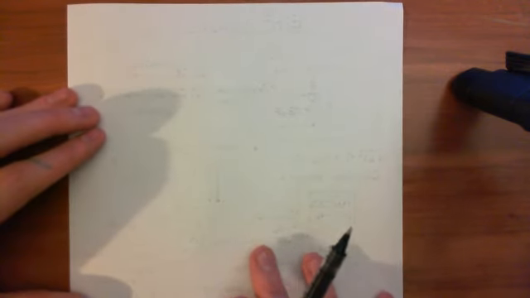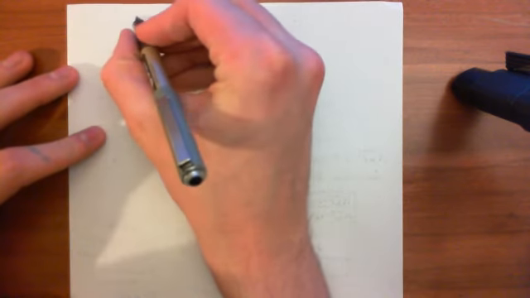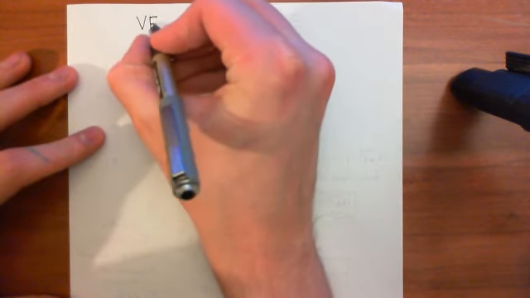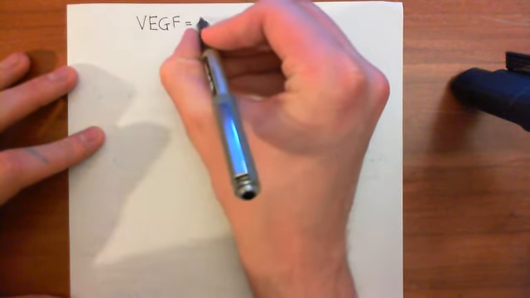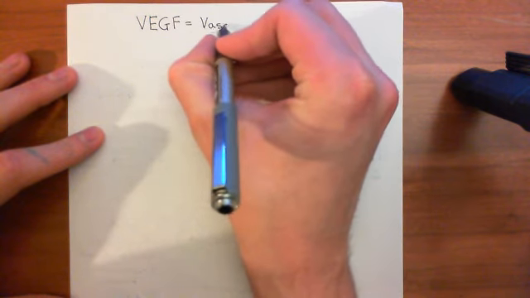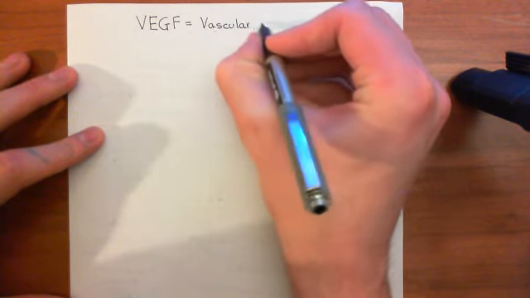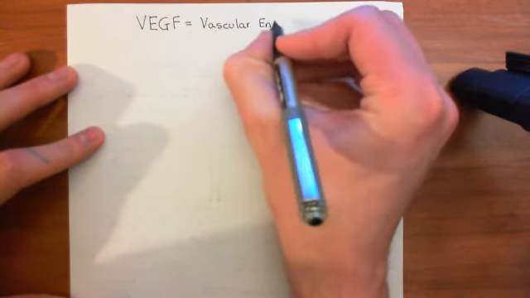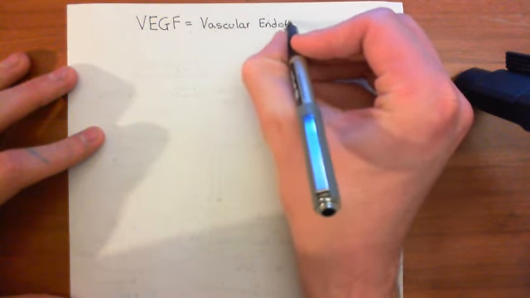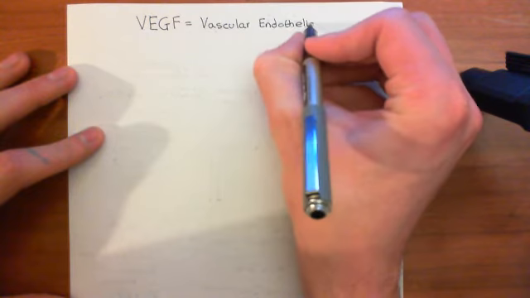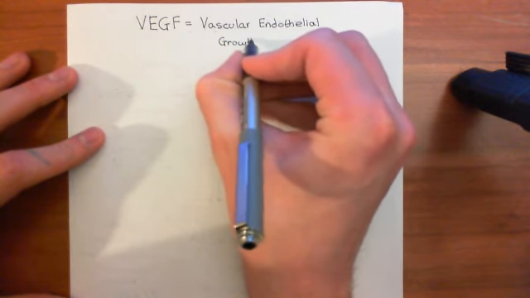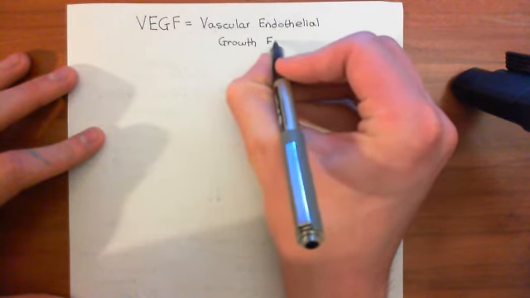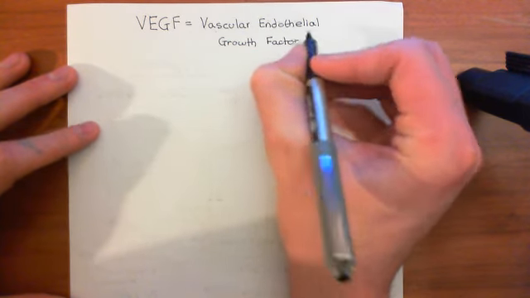Okay, so, right then. First thing, let's just write out the name in full. VEGF is short for vascular endothelial growth factor. And basically there are 7 different families of vascular endothelial growth factor. Okay, and these are vascular endothelial growth factor A, vascular endothelial growth factor B.